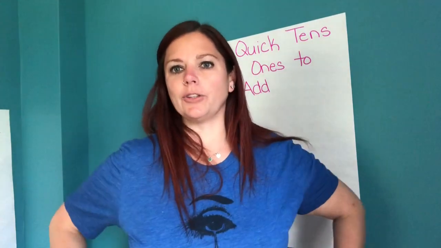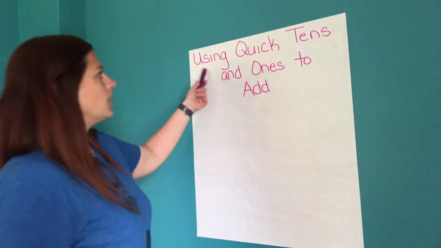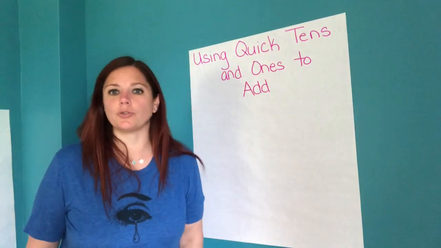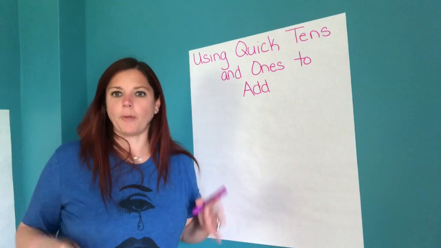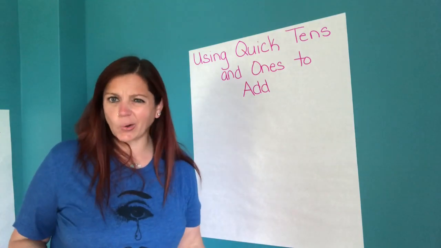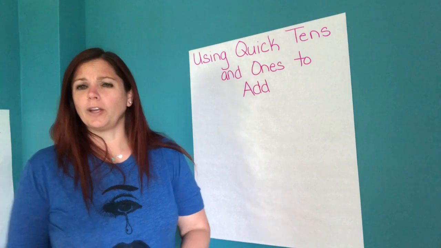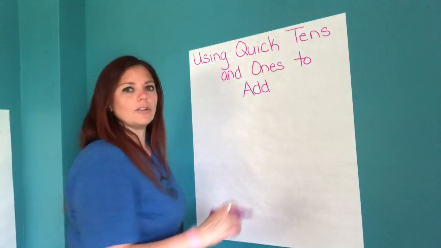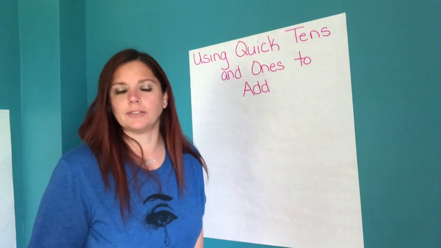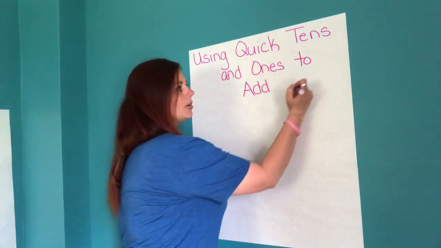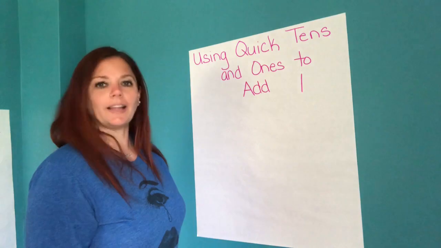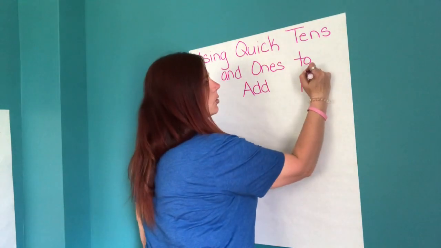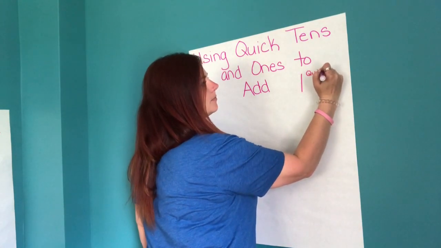Now today we are going to be reviewing using quick tens and ones to add. So first, we need to stop and we need to think. What is a quick 10? Now, when we are using quick tens, we could draw them quickly. That's why we say a quick 10. So I'm gonna go over here, and this is what a quick 10 should look like. Just a straight line, right? So I'm gonna write quick 10 here.